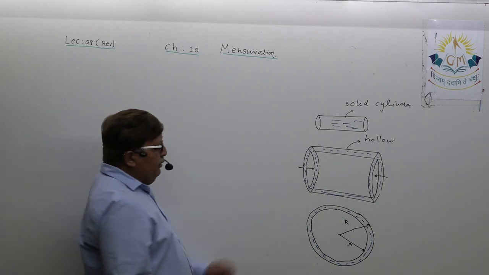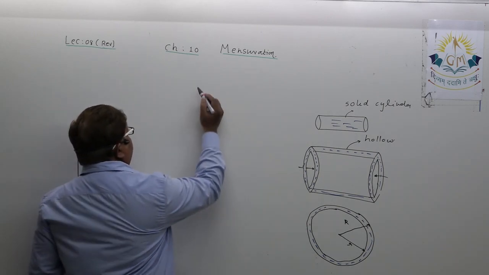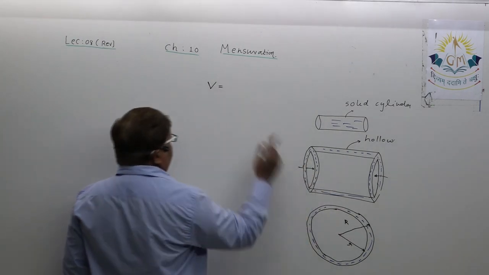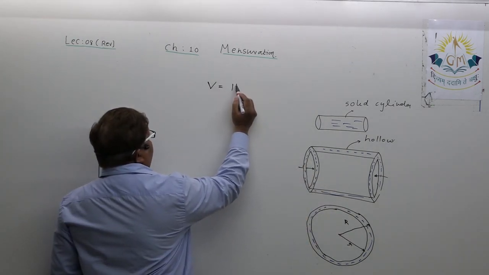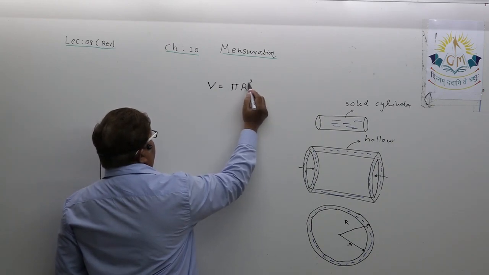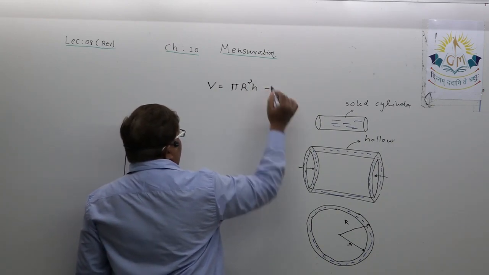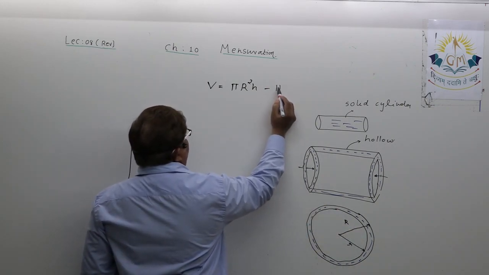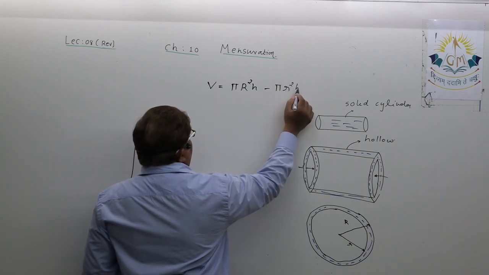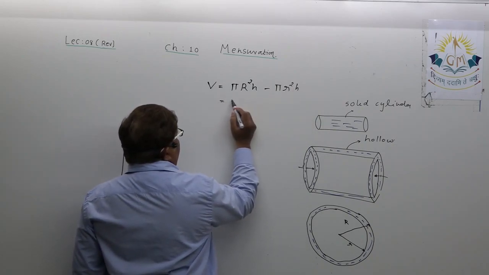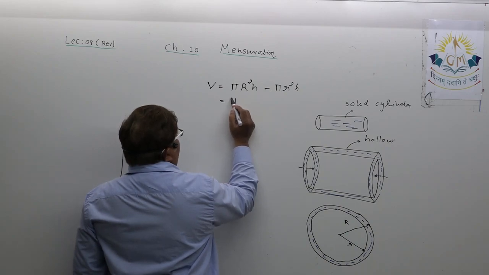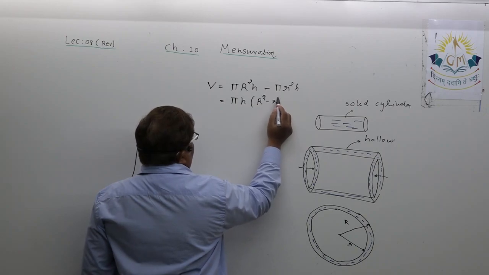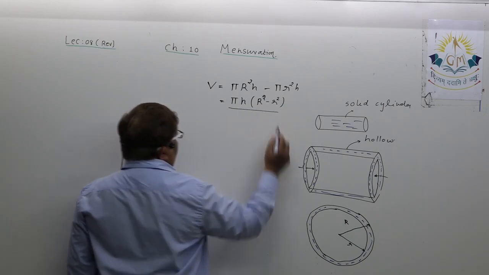So dear student, we are going to solve this type of examples. Okay, how will I find the volume of the metal used? Definitely, dear student, first you will find the volume of the entire pipe. That's the formula pi R square h, minus the volume of the inner region of the pipe, pi small r square h. So if you take pi h common, this is the formula. Okay, this you need to remember.